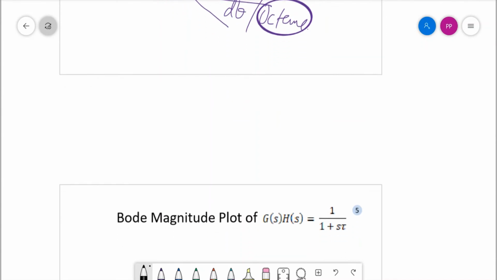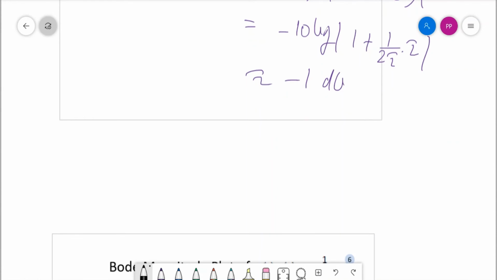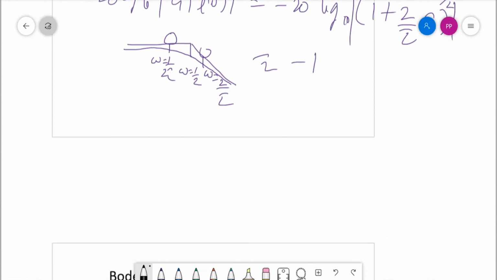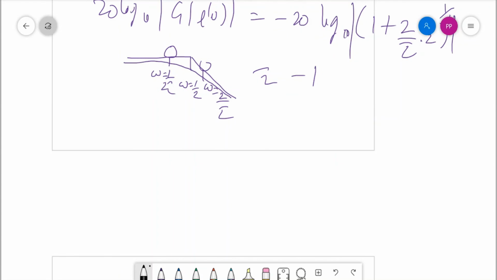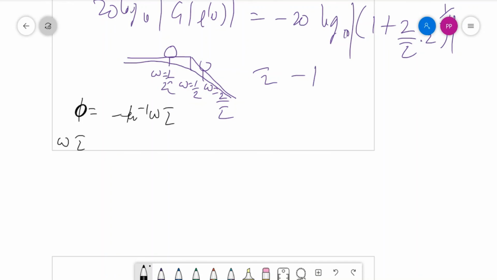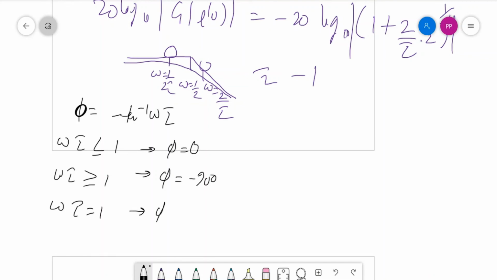Once we plot the magnitude for Bode, we can plot the phase. So how do you plot the phase for Bode? The phase angle is simple: φ equals minus tan inverse ωτ. When ωτ is very much less than 1, you will get φ equals 0. Similarly, when ωτ is very much greater than 1, we have already determined φ equals minus 90 degrees. When ωτ is equal to 1, at that time φ equals minus 45 degrees.